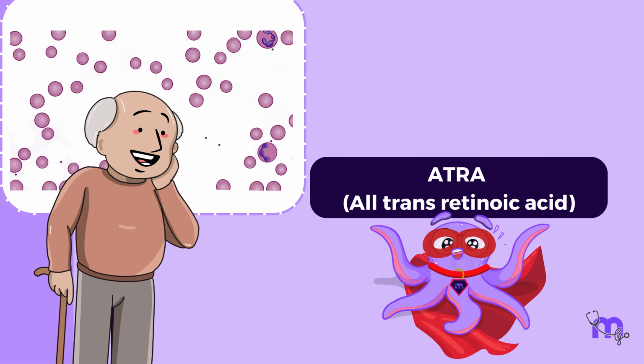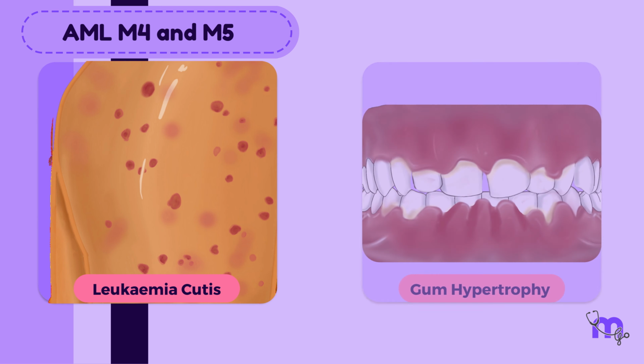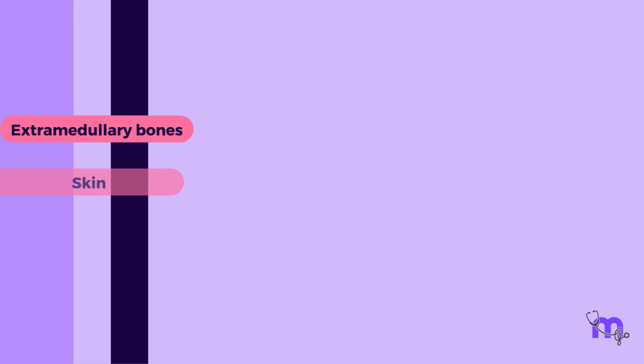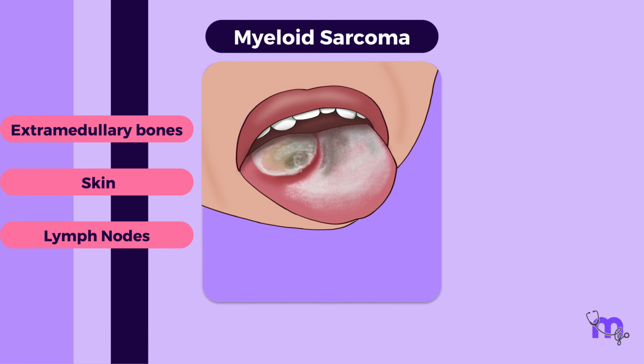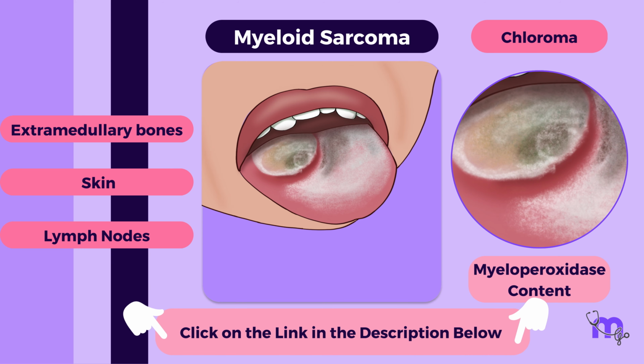A literal blast-off. AML M4 and M5 are known for dermal and mucosal infiltration of blasts, leading to leukemia cutis and gum hypertrophy respectively. Rarely an isolated collection of blasts may be seen in extramedullary bones, skin, or lymph nodes, forming tumor masses known as myeloid sarcoma. Also called chloroma, the tumor is green in color, rendered by abundant myeloperoxidase content. Click on the link below to know about oral manifestations of leukemia.